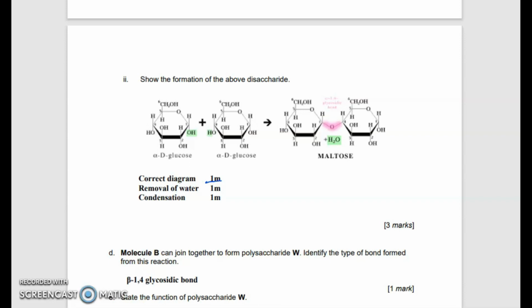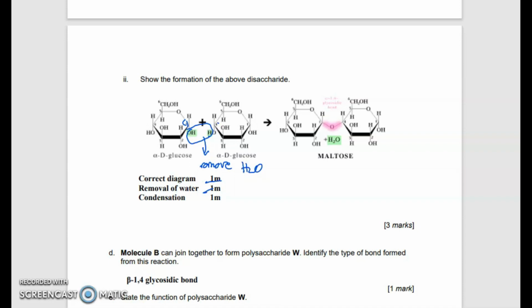Second, you need to draw or show removal of water. So, you need to highlight carbon number 1 from alpha glucose 1 lost its hydroxyl group. Carbon number 4 for second alpha glucose lost its hydrogen. So, you can also do it like this and then write remove H2O. You get your second mark.